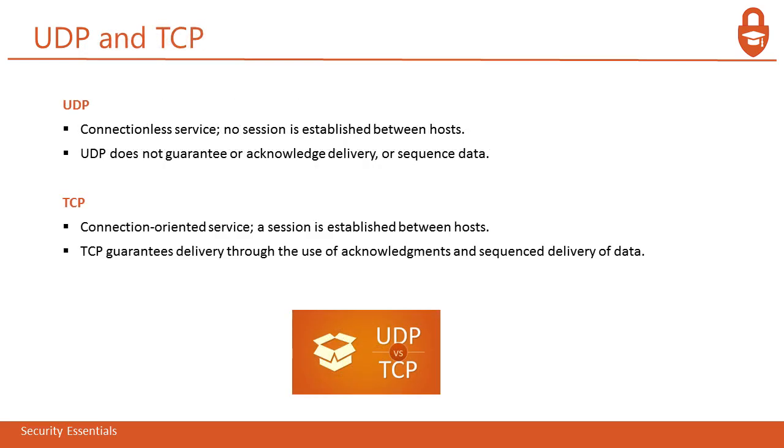Next is UDP and TCP. UDP is a connectionless service, and no session is established between hosts. It does not guarantee or acknowledge delivery or sequence data. However, TCP is a connection-oriented service. A session is established between hosts, and TCP guarantees delivery through the use of acknowledgements and sequence delivery of data.